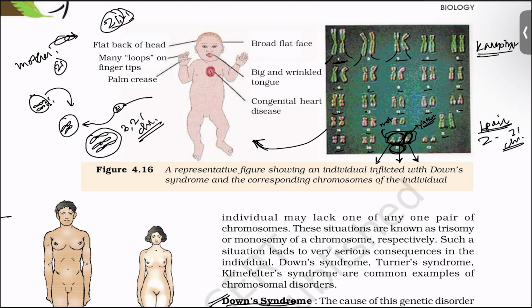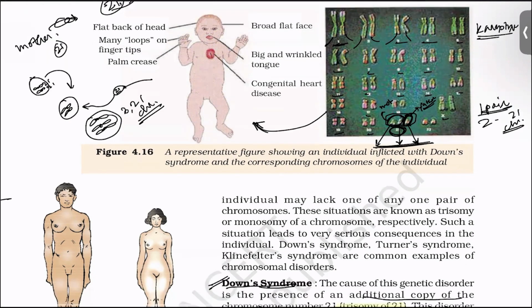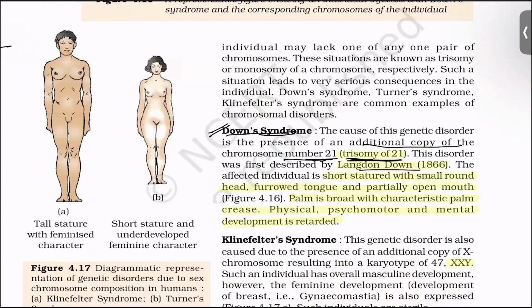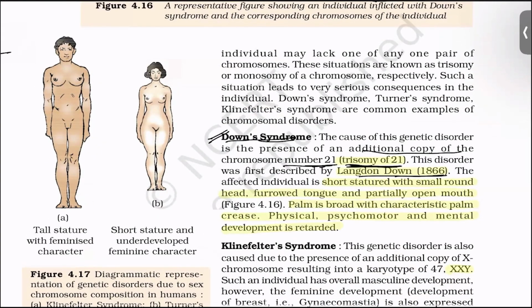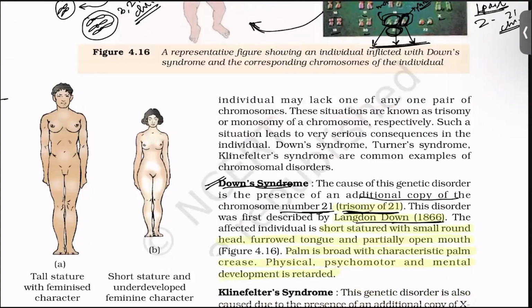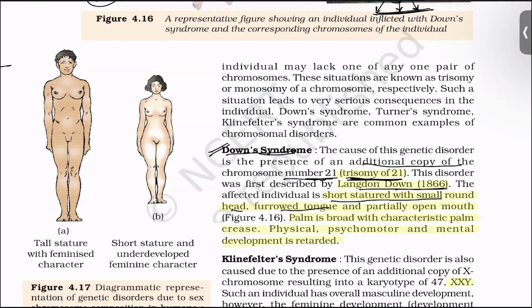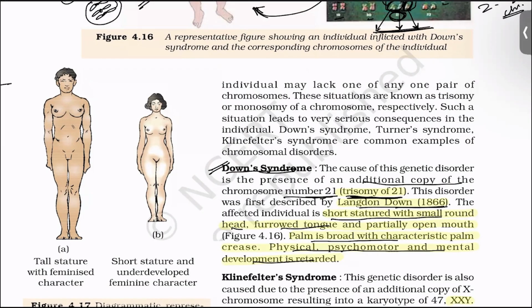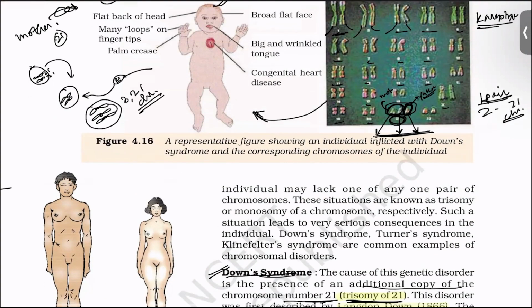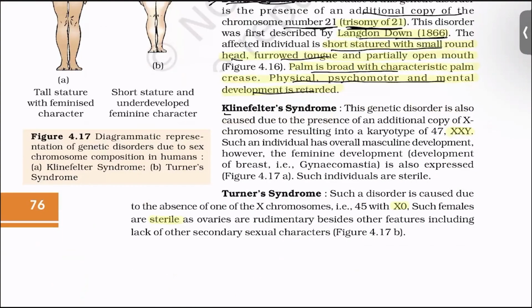So this is Down syndrome, and it was discovered by Langdon Down in 1866. The features of these individuals are short stature with a small round head, furrowed tongue, broad palm, and physical, psychomotor and mental development is retarded, and this is the diagram. And in Klinefelter syndrome, something similar to this happens.